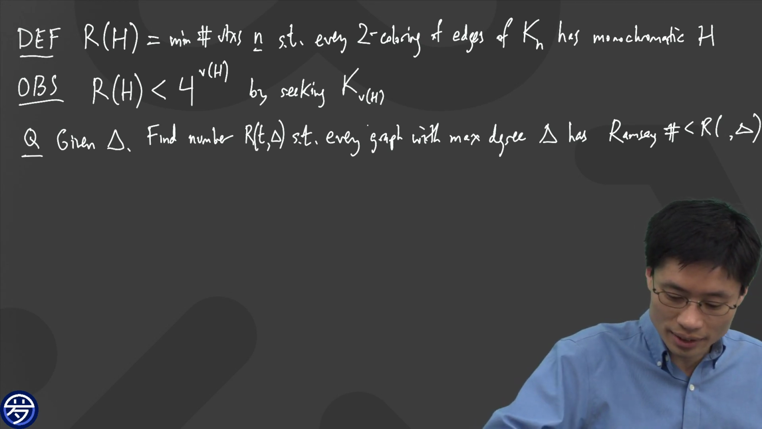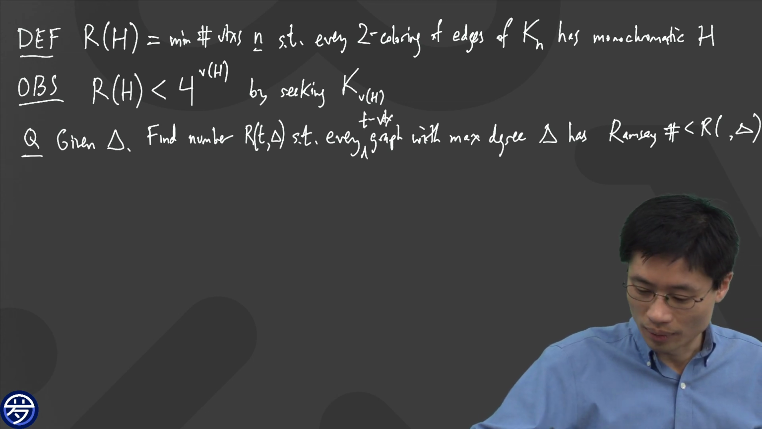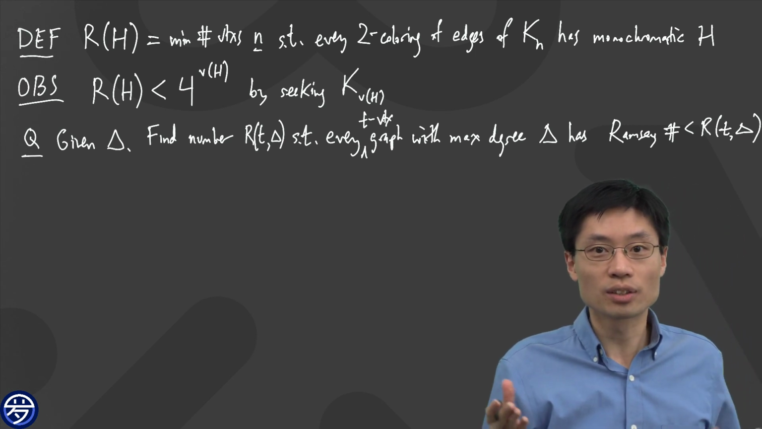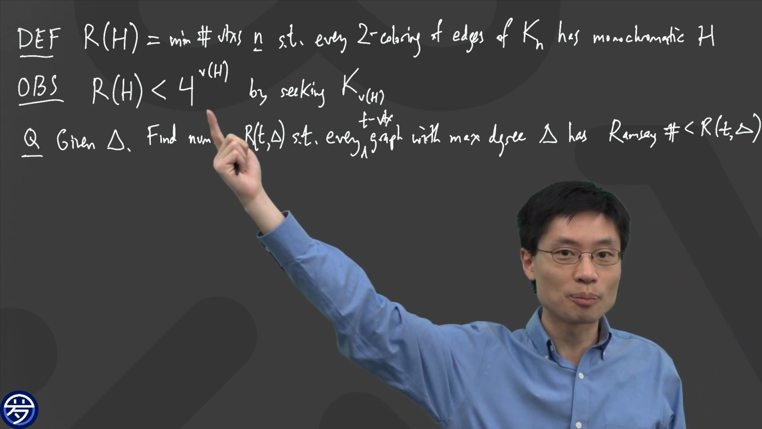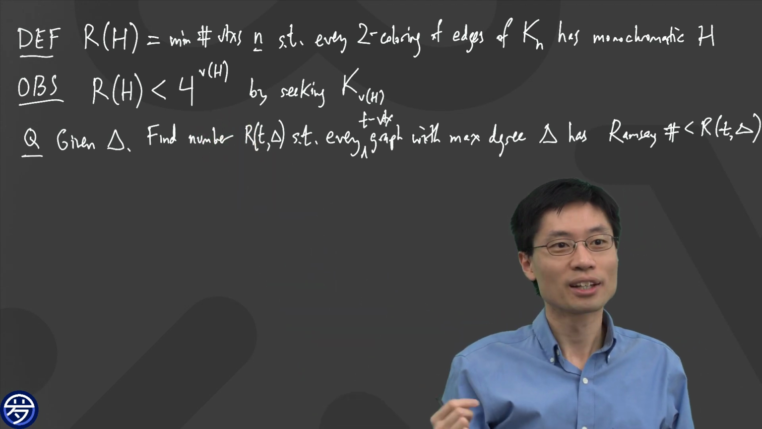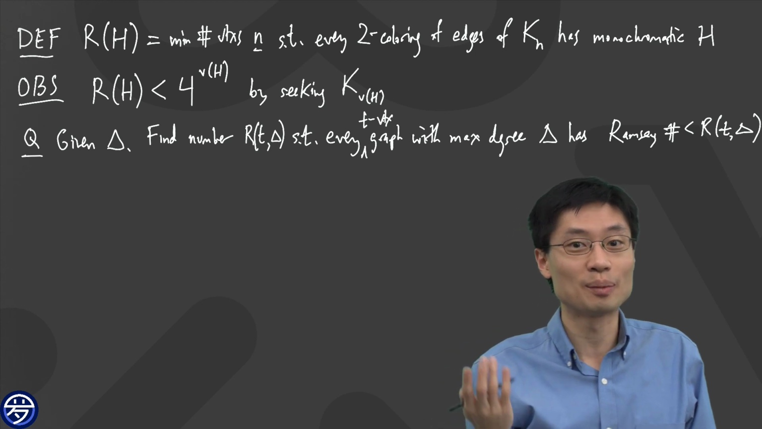Such that every t vertex graph with maximum degree delta has the Ramsey number at most r(t, delta). So effectively what I'm trying to do is say that up here I have something which is 4 to the power t. It's exponential in t. Can you do any better if you know something about the maximum degree?